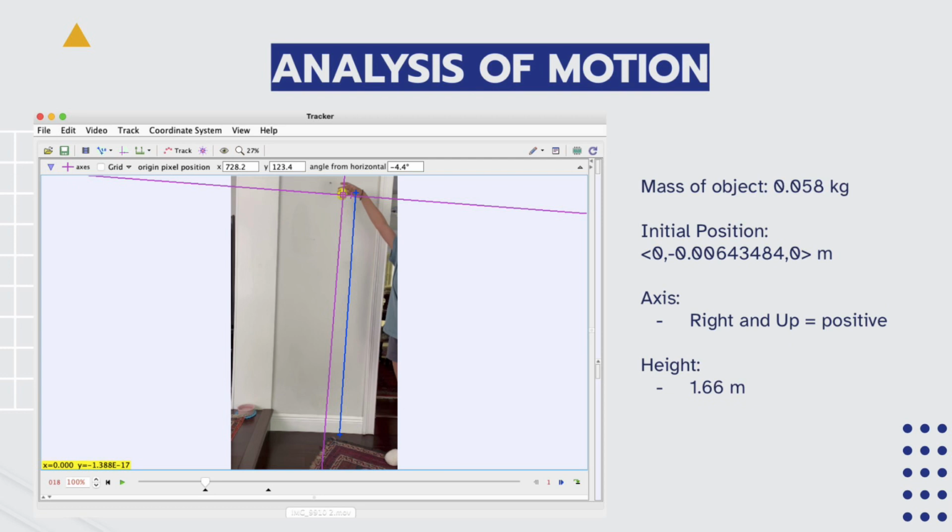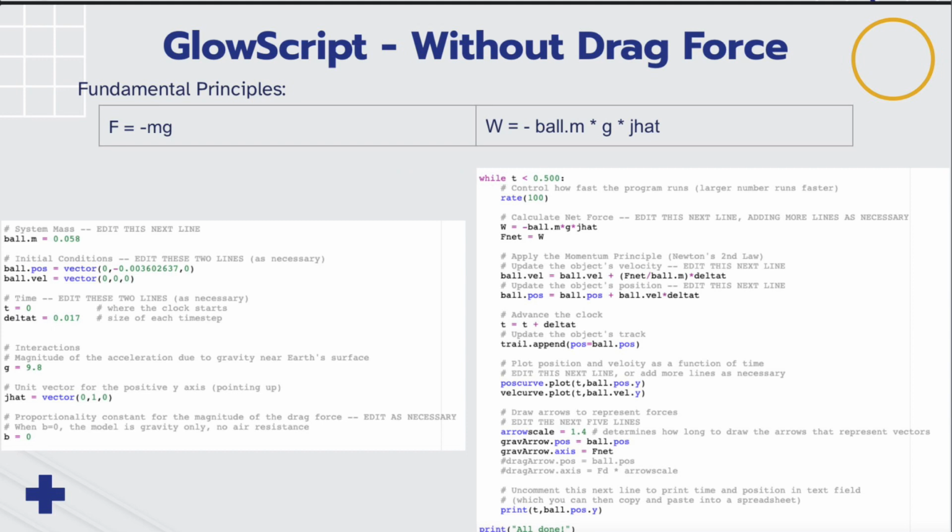The mass of the object was 0.058 kilograms. I chose the axis to be down is negative and up is positive, thus creating a downward slope for my position over time graph. To start my computational model for the graph without force, I set the ball's position vector equal to that of the initial position using Tracker. Then I changed the ball's velocity equal to the 0 vector since the object started at rest.